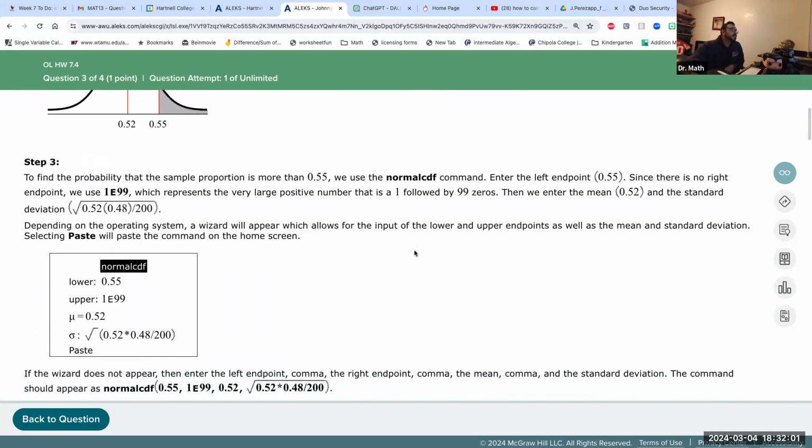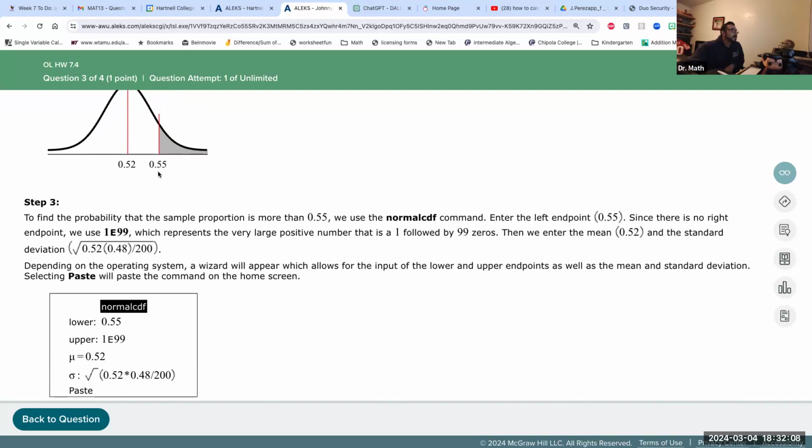All right, so I'm gonna bounce back and forth here because this is what I enter. So remember, when we're using normal CDF, this is our starting point. So we start shading at 0.55, and because I have a right tail, I keep shading all the way to the right. And what we said in our last video is our upper bound, when we shade to the right, is 1E99. All right, so make sure you make a note of that. The rules don't change. So let's take out our calculator and do this with me.